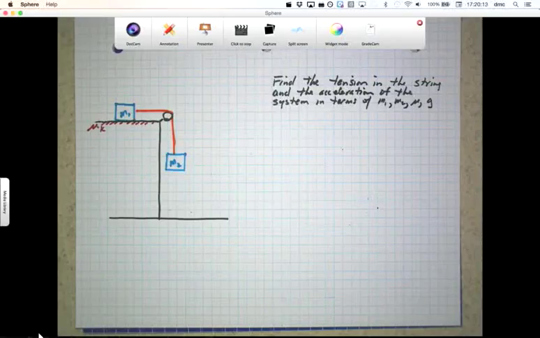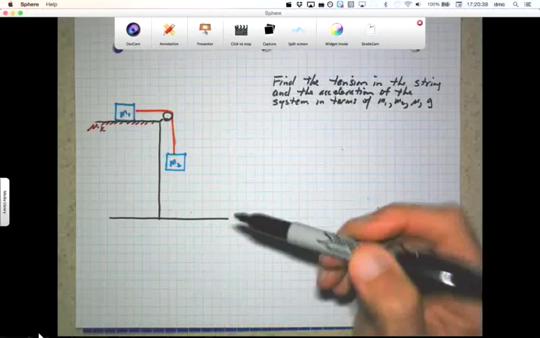And the question may very well be something along the lines of find the tension in the string and the acceleration of the system in terms of m1, m2, mu, and g. Or sometimes you'll get things like find it in terms of m1, m2, mu, and any other universal constants can be used, which g would be one of. Alrighty, so let's look at this.